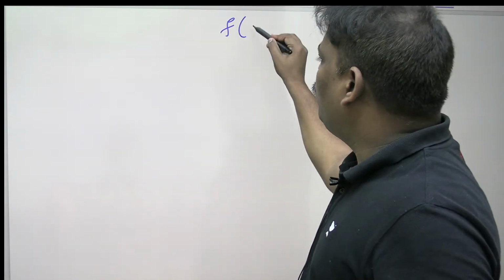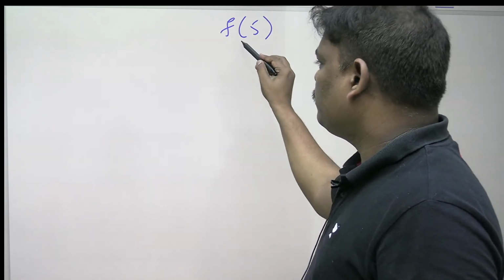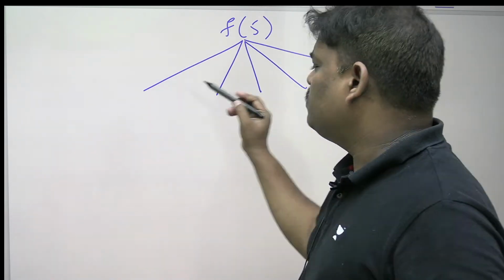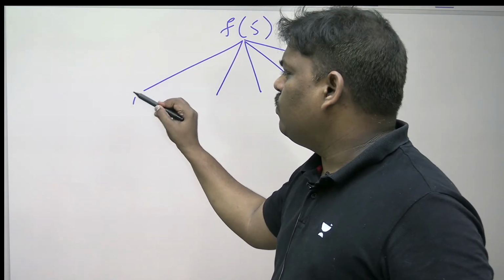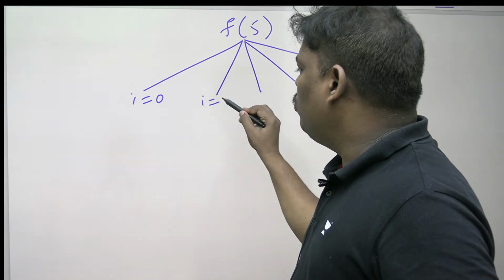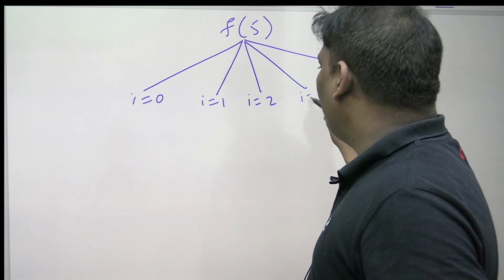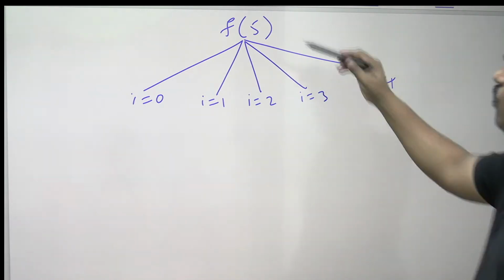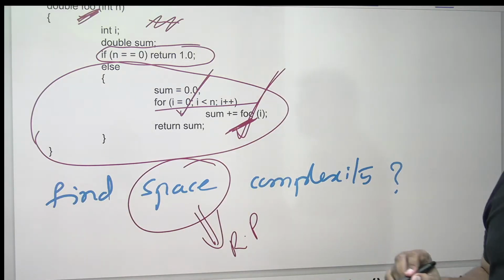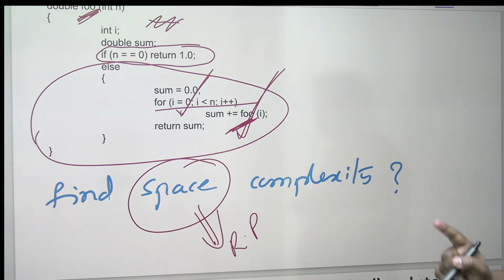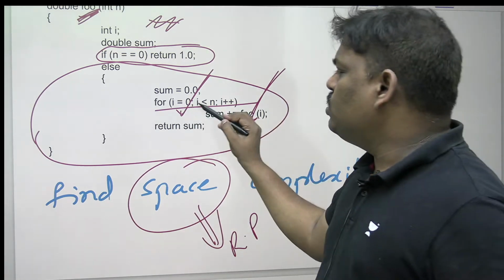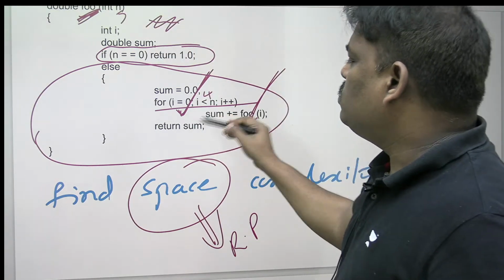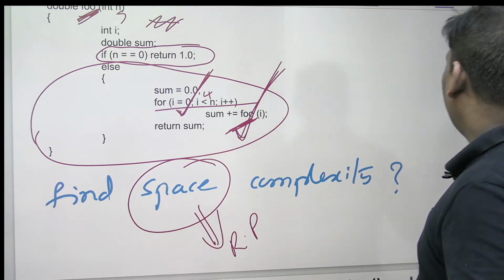See, foo 5, you go to the else part. In the else part, the for loop starts with i value 0, then i value 1, i value 2, i value 3, i value 4. I wrote the name as f only. If I give f5, the for loop runs 0 to 4, five times. Every time you will call the f function.